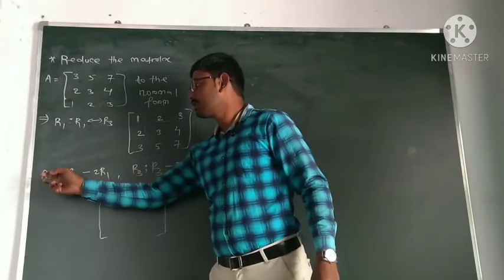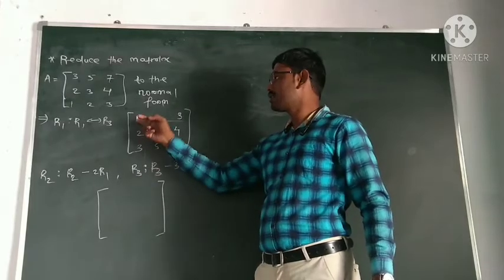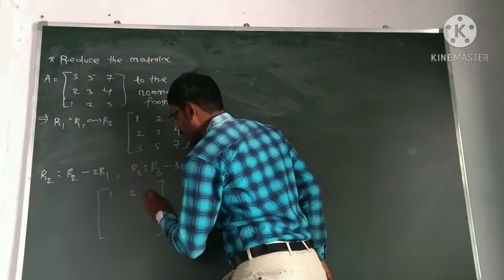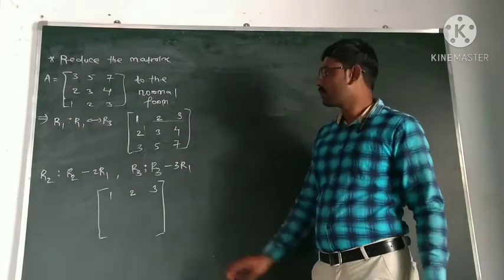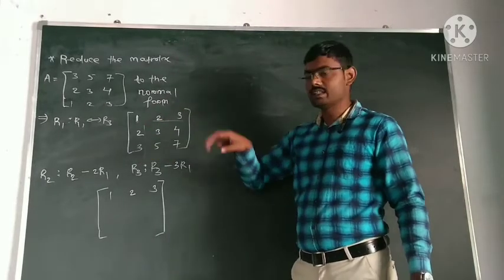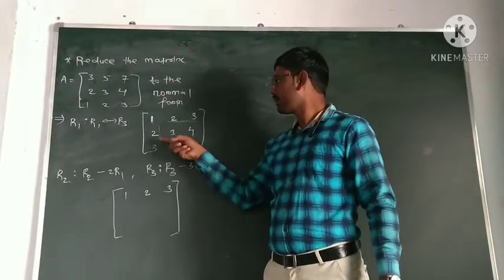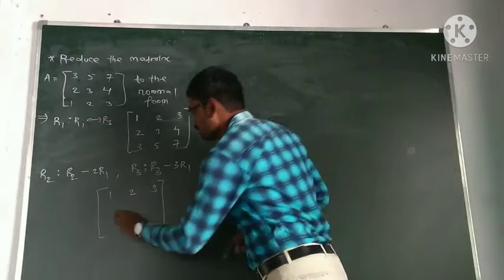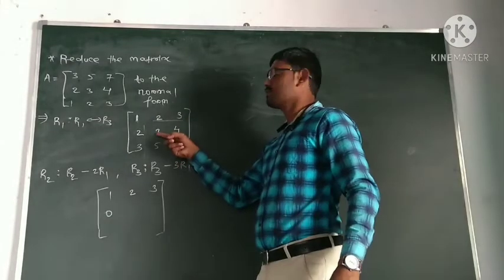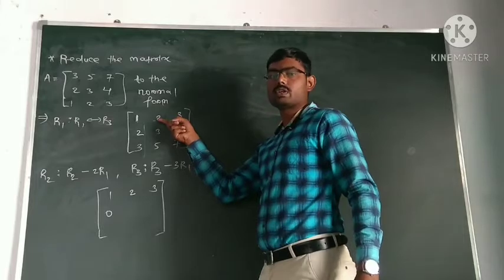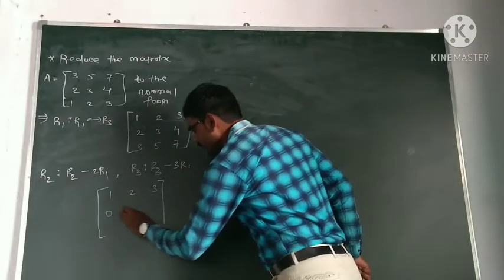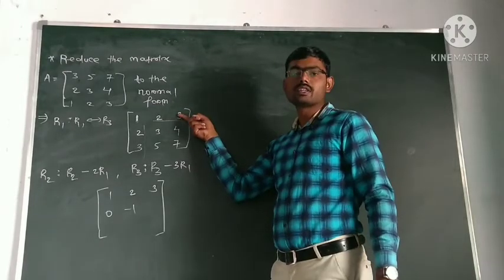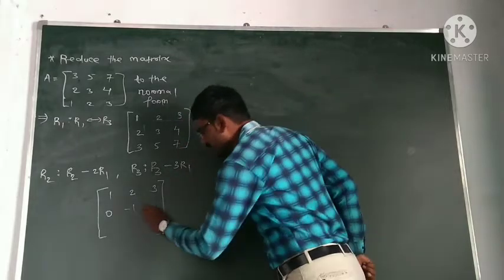Now the changes are in rows R2 and R3. There is no change in the first row, so the first row is 1, 2, 3 as it is. Now we have to focus on these two rows. R2 minus 2 times R1: 2 minus 2 times 1 is 0. 3 minus 2 times 2; 2 times 2 is 4; 3 minus 4 is minus 1. 4 minus 2 times 3; 2 times 3 is 6; 4 minus 6 is minus 2.